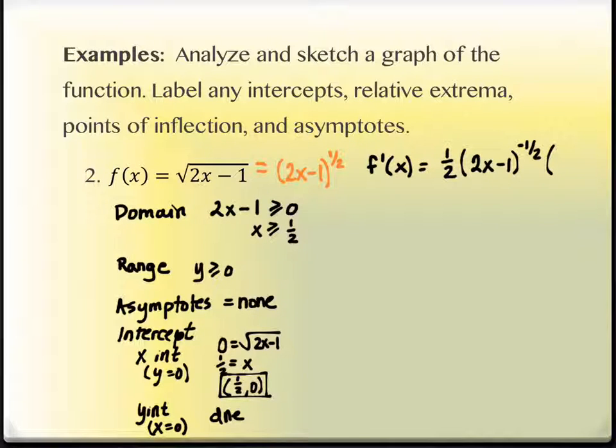Derivative of the inside. So what's the derivative of 2x minus 1? 2. And as you look at the reducing, this 1/2 and this 2 are very friendly multiplicative inverses. So we're actually left with, if we turn it back into a radical function, 1 over the square root of 2x minus 1. Agreed? Okay. And the goal is to figure out where does this equal 0, and what do you find? It doesn't. This never happens.